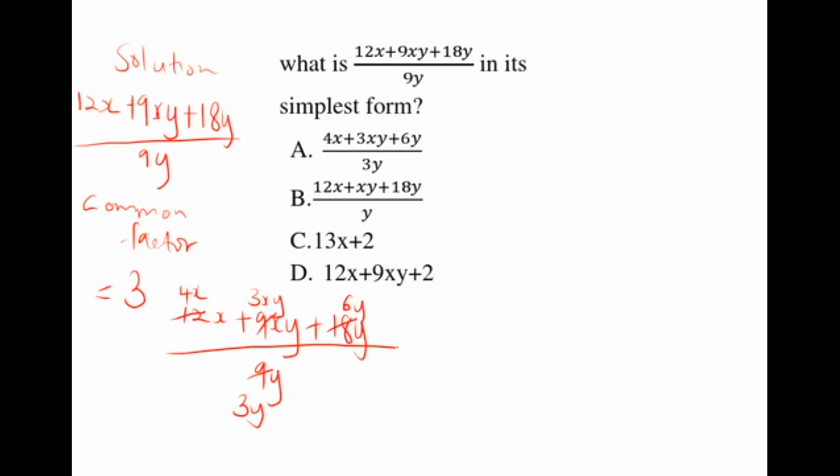We can now rearrange our expression as follows. 4x plus 3xy plus 6y over 3y. This now becomes our expression in its simplest form, where we have 4x plus 3xy plus 6y over 3y. Our correct choice remains to be A.